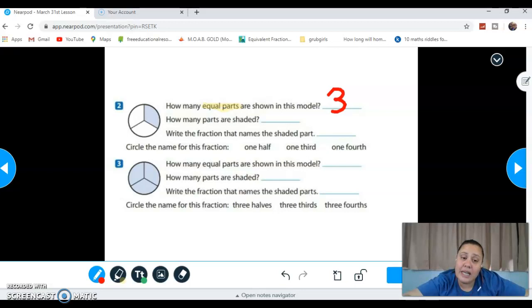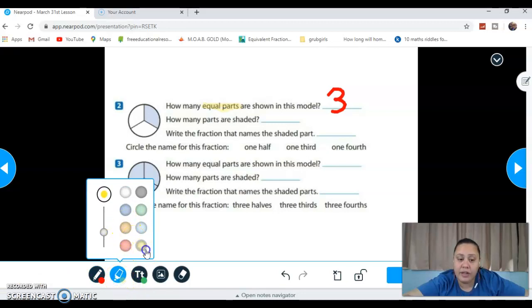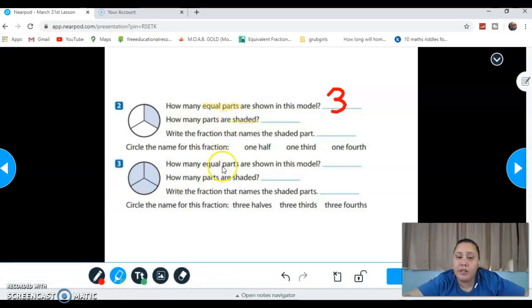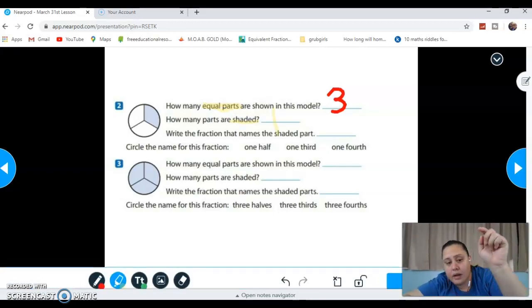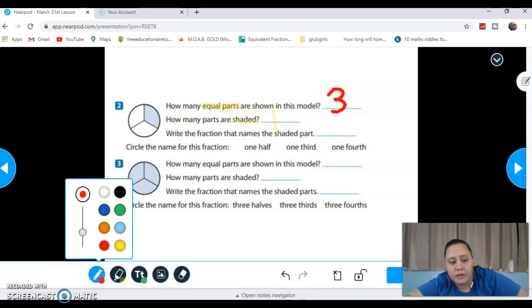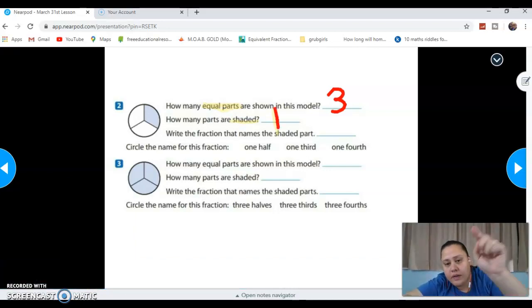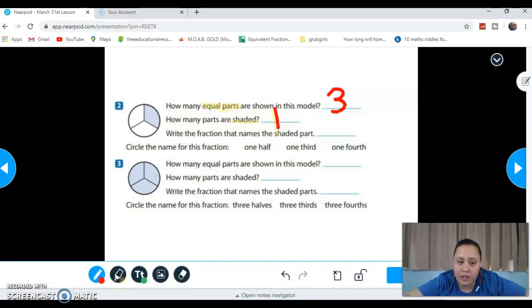Now the next question is how many parts are shaded? And this is where I always tell you guys to slow down and read the question. The key word here is shaded. They want to know how many parts are shaded. I'll give you a moment to figure that out. And if you said 1, and I should have changed my pencil to red. If you said 1, that is correct. There's only 1 part shaded.